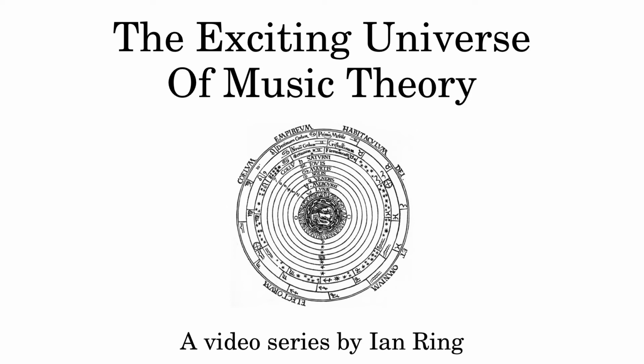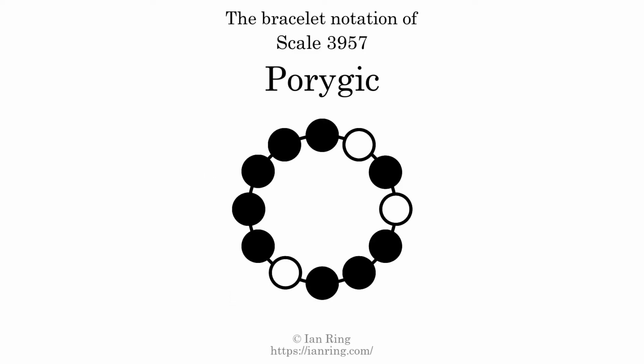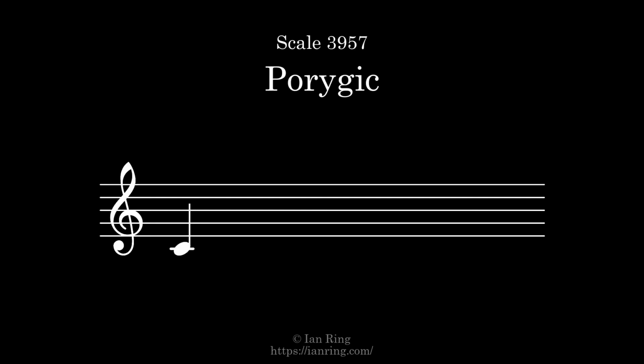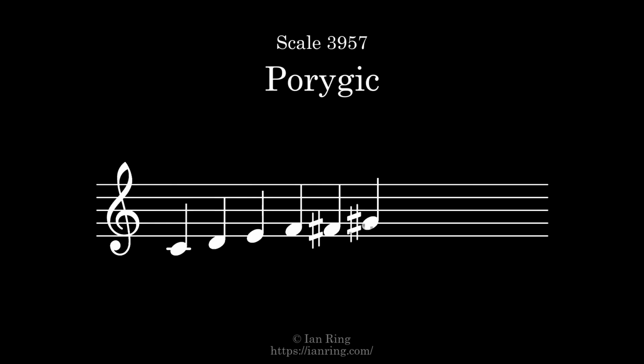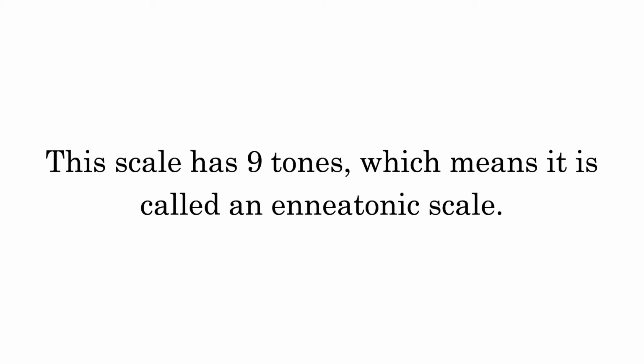Then let's begin. Today we will talk about scale 3957, Porygic, which sounds like this. This scale has 9 tones, which means it is called an enneatonic scale.